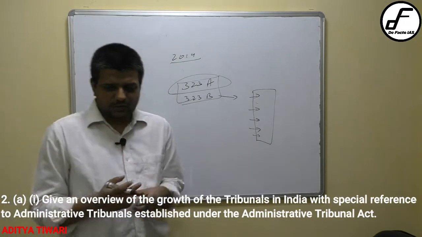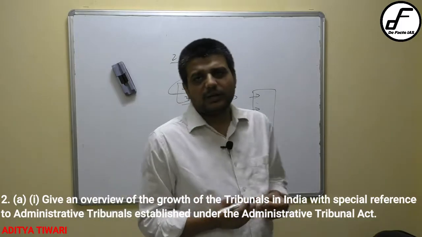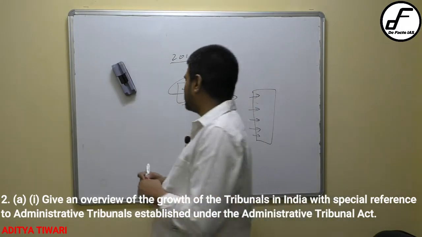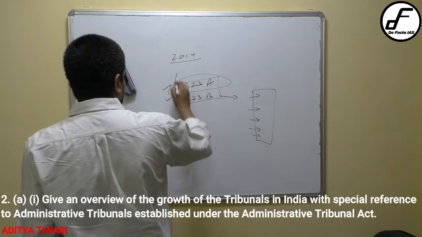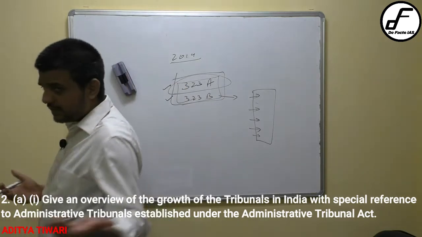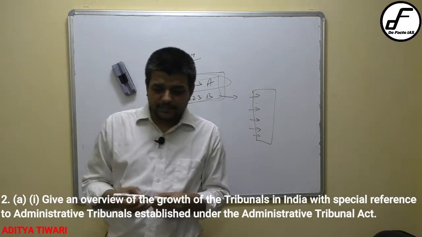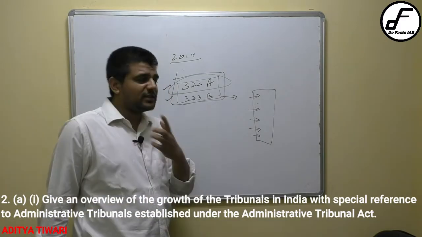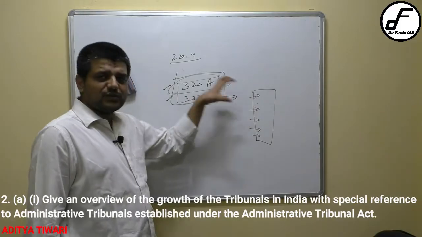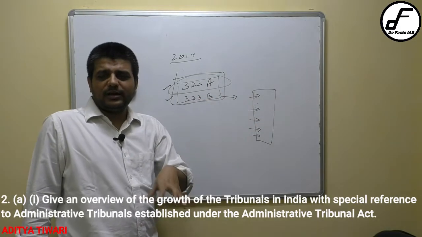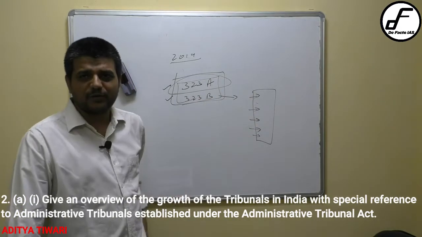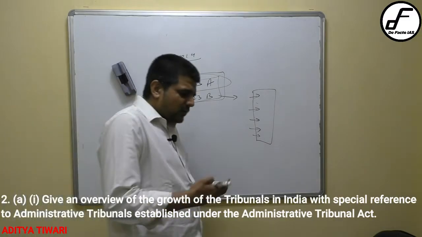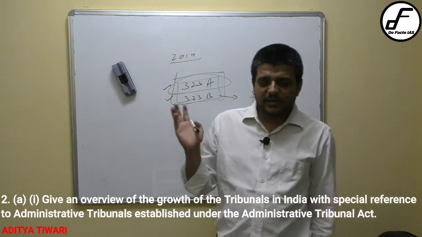So how to approach this question. Firstly, we will talk about the constitutional provisions related to tribunals. You write these constitutional provisions, and then write the interconnection between the two that I have just explained to you. The question is with a special reference to administrative tribunal, so after explaining the general overview of constitutional provisions with respect to tribunals, you come to administrative tribunal specifically. You go into detail on what the purpose of administrative tribunal is under article 323A.